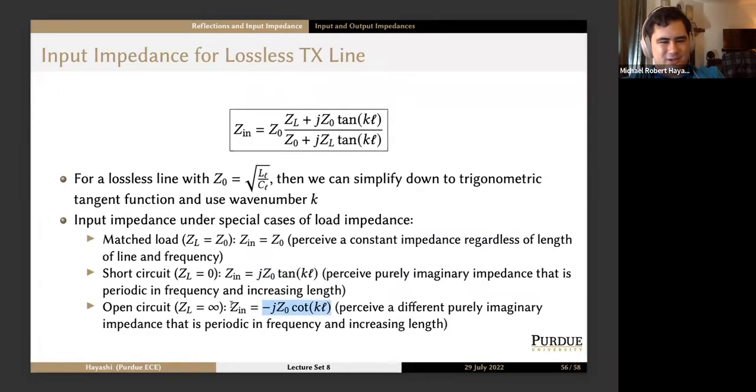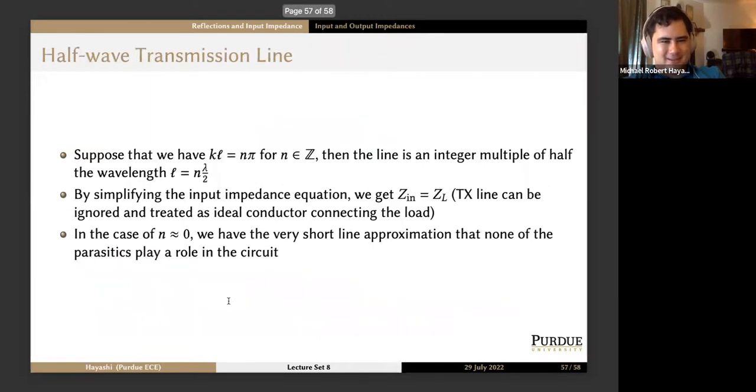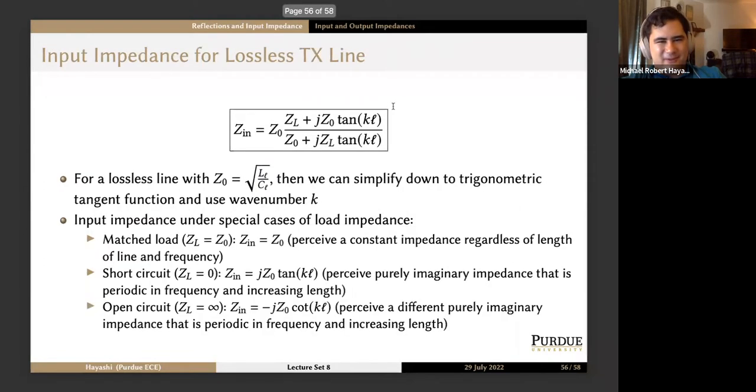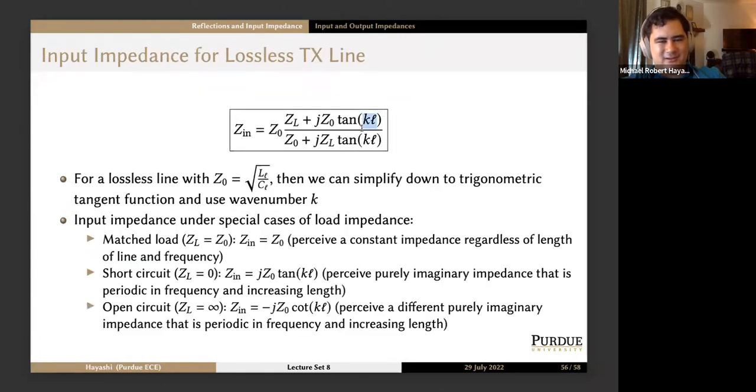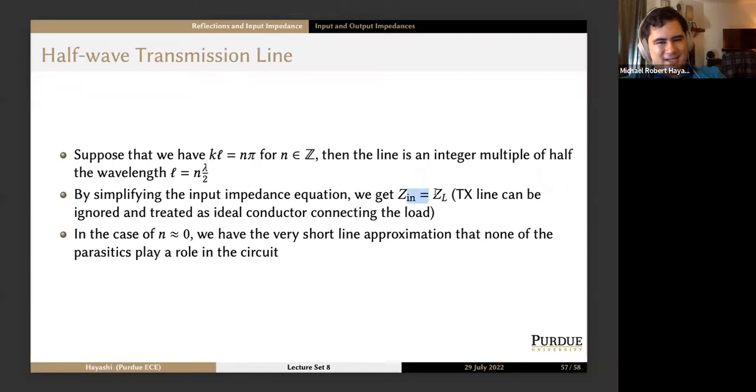So this is the special load. What happens if we choose special lengths? So if kL is an integer multiple of pi, that means the length of the line is a half integer of the wavelength. By simplifying this, when we plug half integer values of wavelength into the tangent function, we get that Zn is equal to ZL. So the transmission line basically becomes transparent, and we just perceive whatever is connected on the other end.